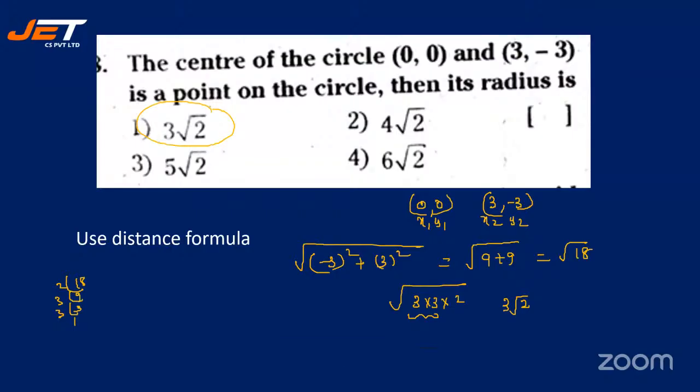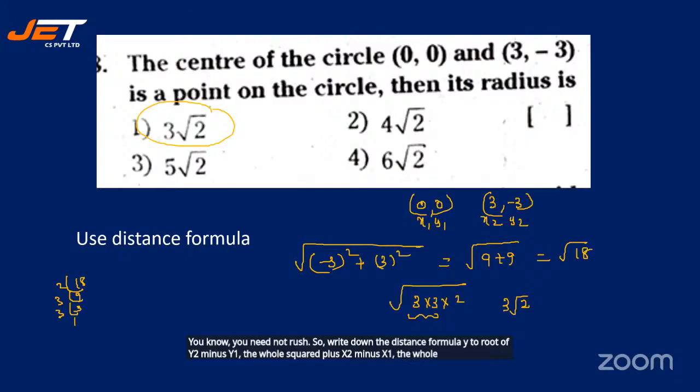So I'm just giving you 1 minute to understand this and do it so that you need not rush. So write down the distance formula, root of y2 minus y1 the whole square plus x2 minus x1 the whole square, right? And then work out the answer.